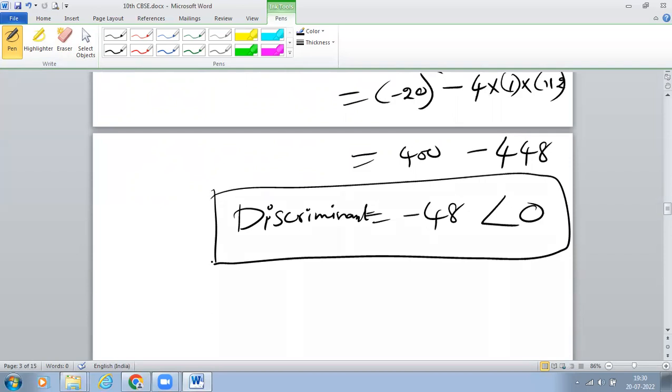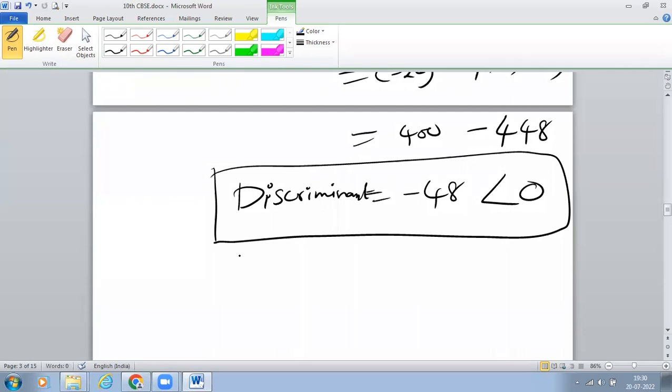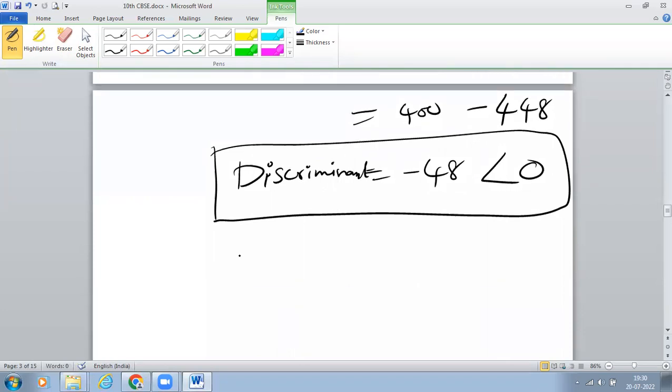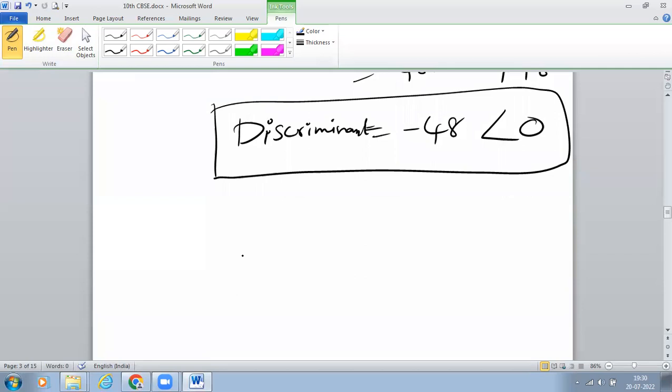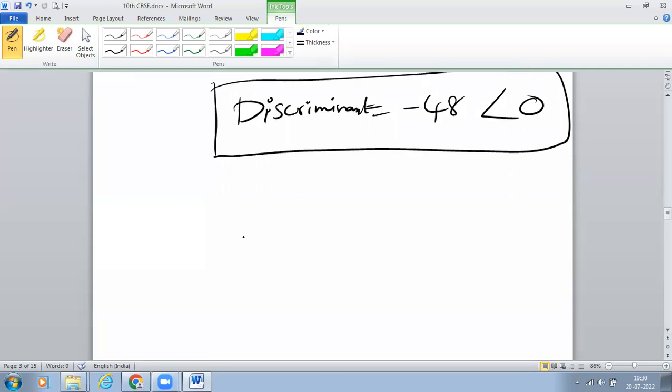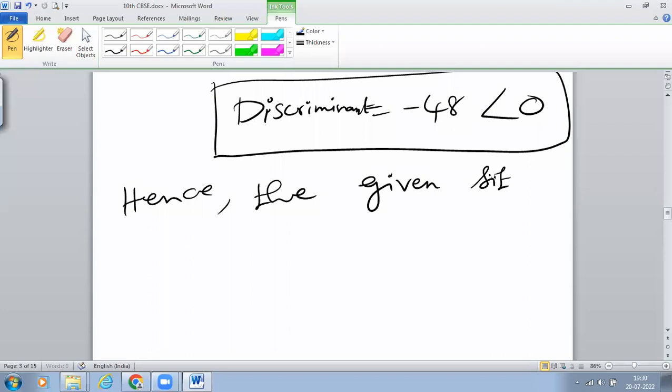Since the discriminant is less than 0, we have to conclude that the given situation is not possible. Further, there is no need to proceed with this sum, because if there were a solution, we could find it. But here the discriminant value is less than 0, which means the given situation is not possible. That is the final answer for this sum.